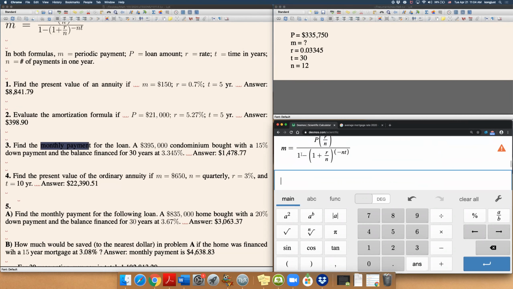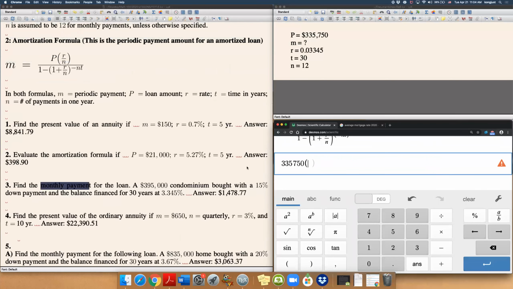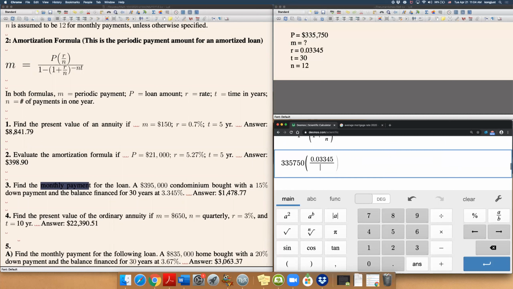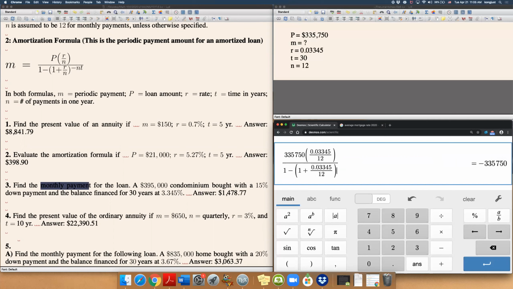So we're using, again, the same formula, the M formula. I have all my values. I'm just going to plug them in now. So 335,750 times 0.03345 divided by 12. That's the numerator. The denominator is 1 minus parentheses 1 plus 0.03345 over 12, close parentheses, to the parentheses negative 12 times 30. And we see our monthly payment is $1,478.77 to the nearest cent right here.